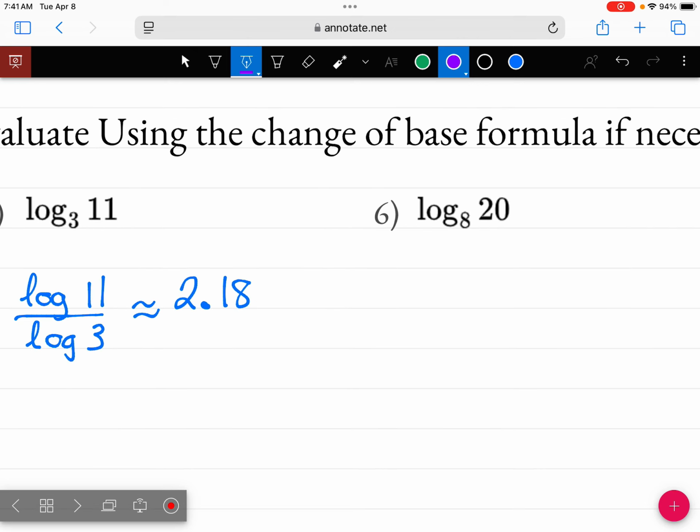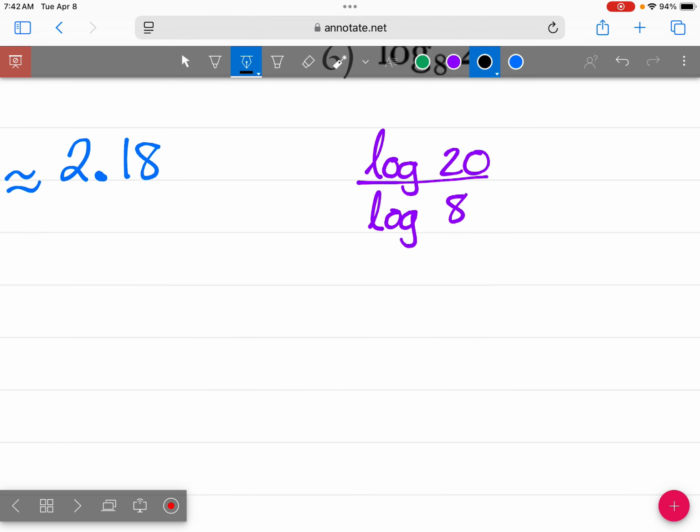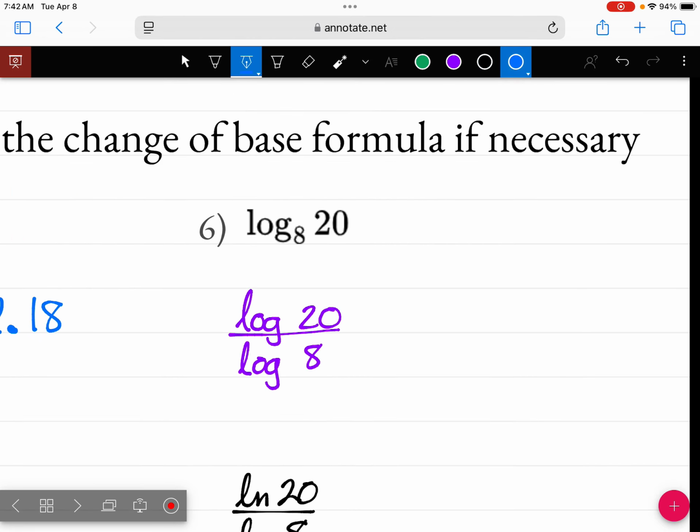What about for number 6? How would we set this one up? Yep, you can do log of 20 over log of 8. I was going to say you could also do ln of 20 over ln of 8. It genuinely doesn't matter. I just am writing both on here so that we don't get stuck in that has to be common log kind of mindset. Either way, you're going to get 100% the exact same answer. What do we get as our answer on this guy? 1.44.